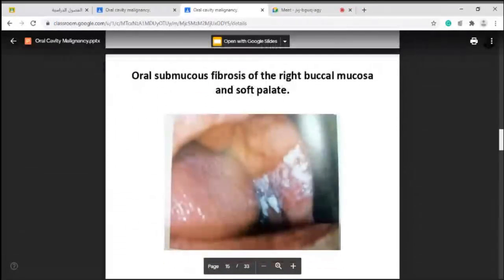This is what we call oral submucous fibrosis of the right buccal mucosa and soft palate.